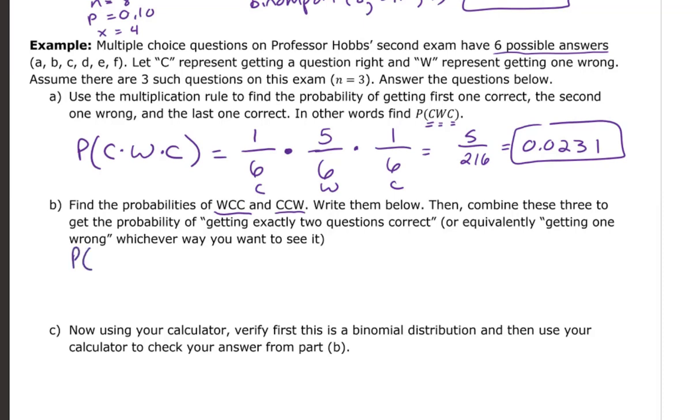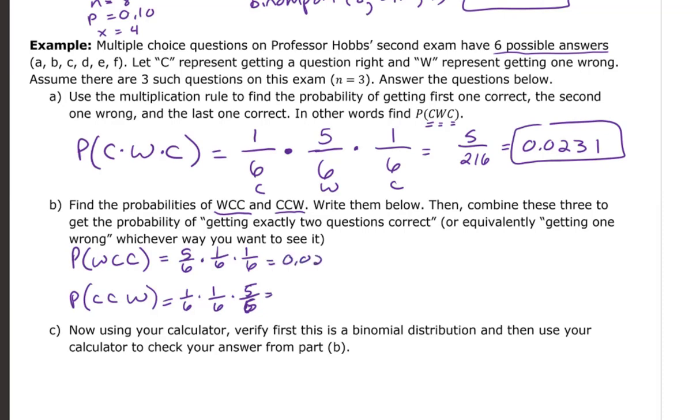We have wrong, correct, correct, and probability of correct, correct, wrong. Okay, the only thing that really changes with both of these is the order that you multiply in. So you can see you're still multiplying the same 3 fractions right there. So what's going to happen here is you actually get the same number 3 times. 0.0231, 0.0231. Okay.